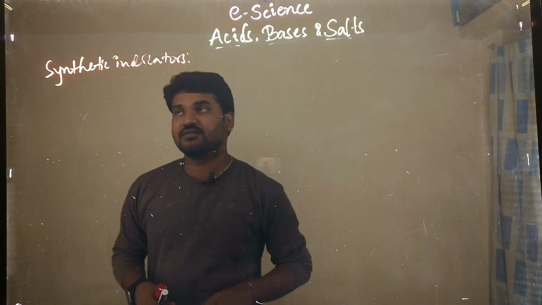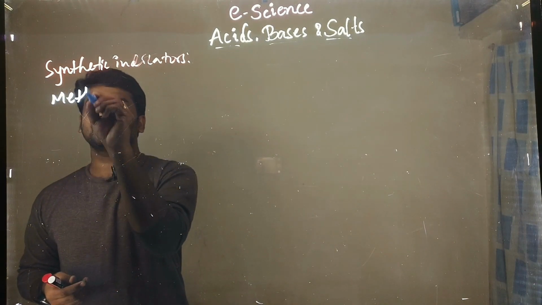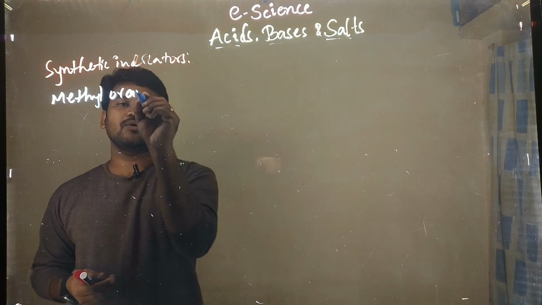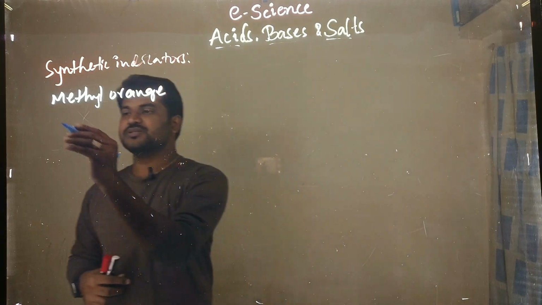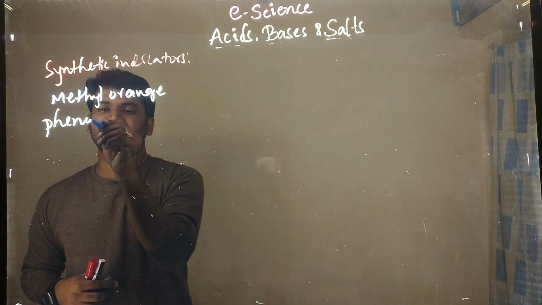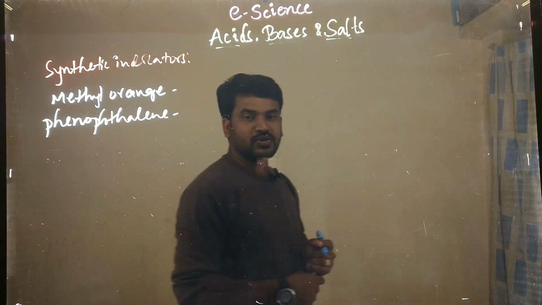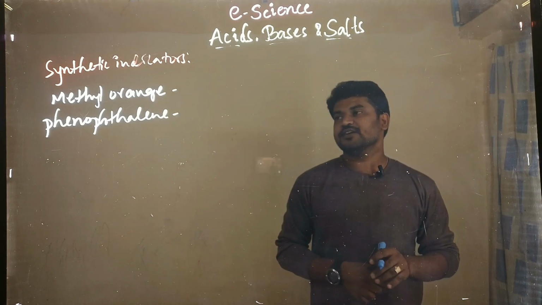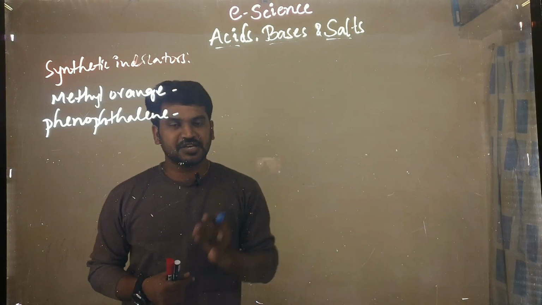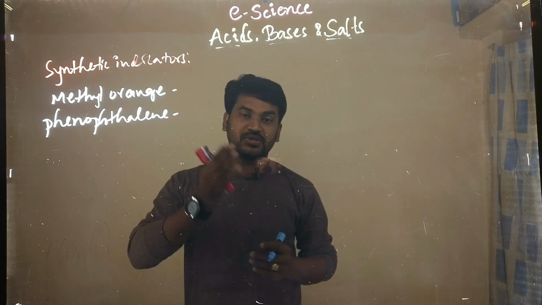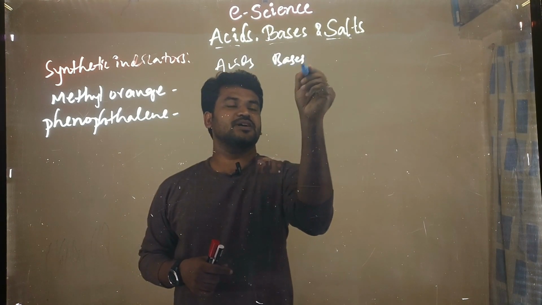So there we have two types of indicators. One is methyl orange indicator, and one more is phenolphthalein indicator. Okay, so these two types of indicators are there in the synthetic indicators. And how do they show changes? Indicators show a change in color or smell. And how they show the changes in the acids and in the bases, that we will discuss.